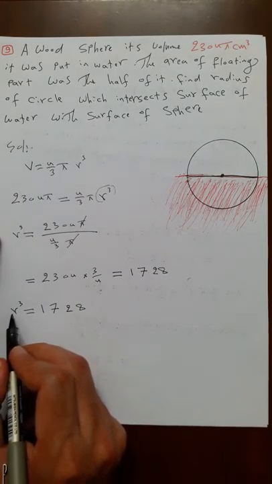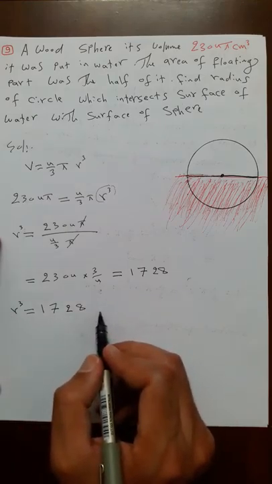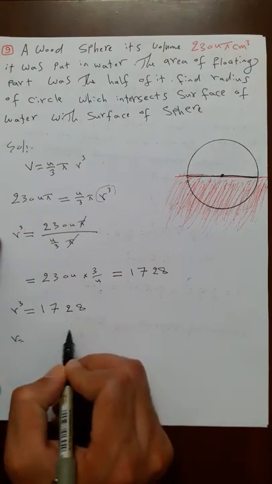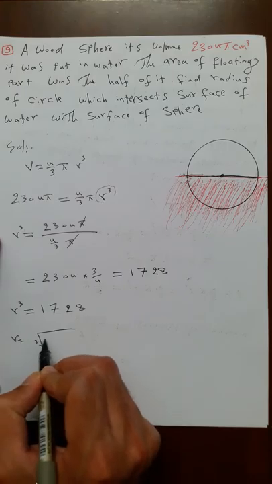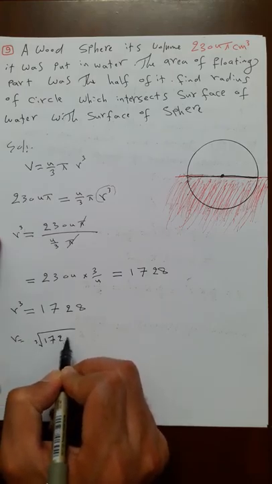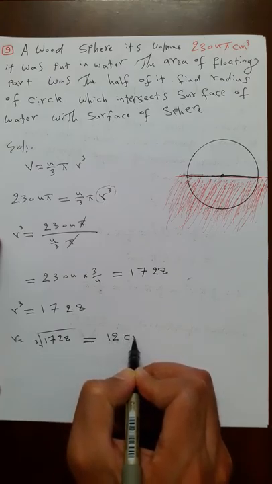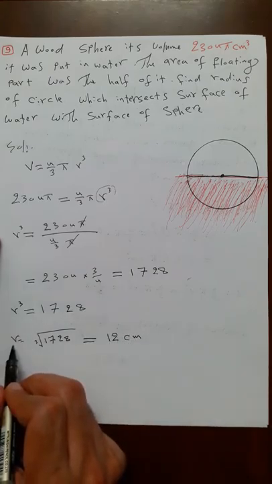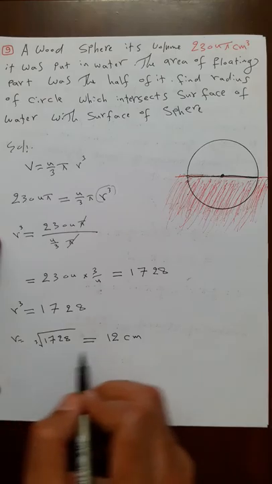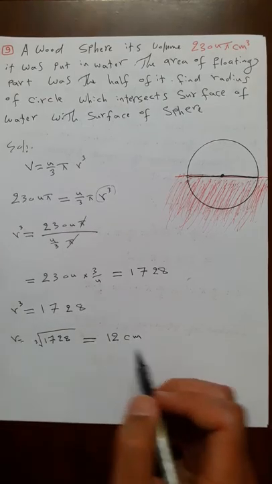I need to find r by taking the cubic root. R is equal to cubic root of 1728, and this is equal 12 centimeter. So the radius of the sphere is equal 12 centimeter.